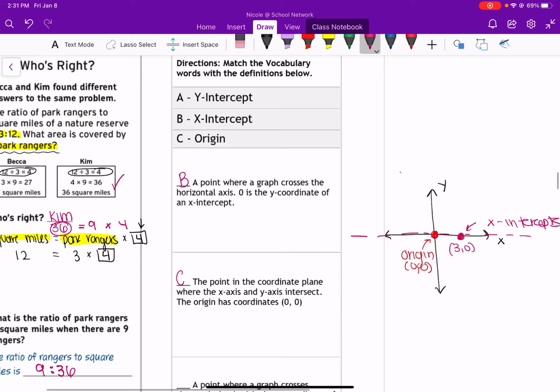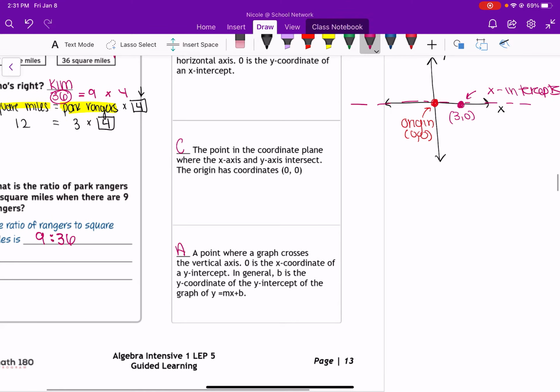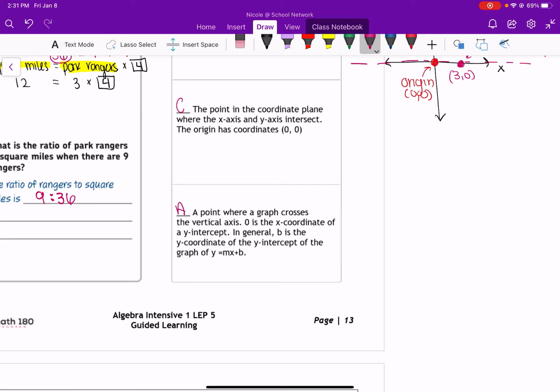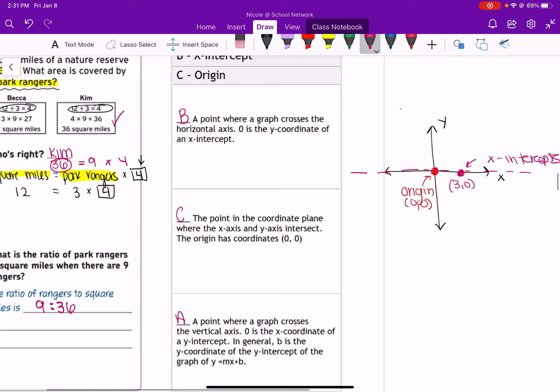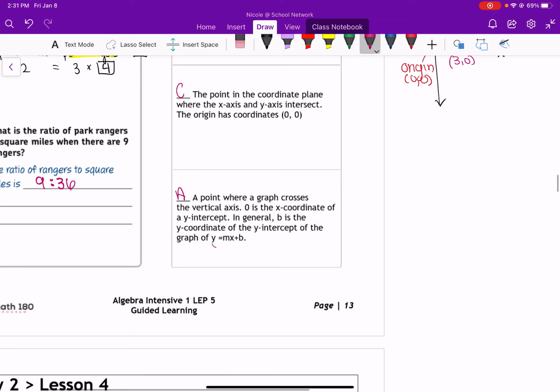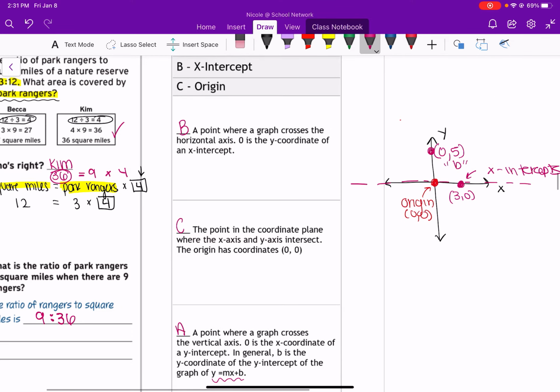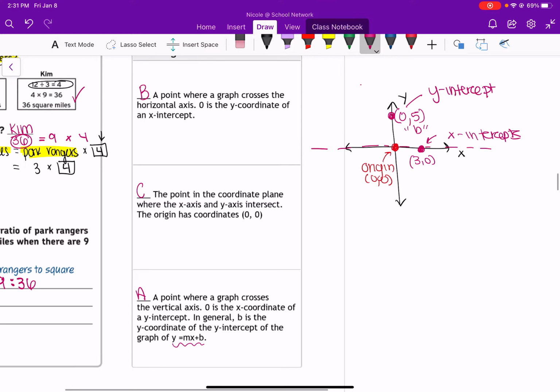And then last but not least, A should be our y-intercept. A point where the graph crosses the vertical axis. 0 is the x-coordinate of the y-intercept. So here, this is the y-intercept, we'll say 0, 5 here. It's typically b in the equation y equals mx plus b. And so that's what it says there. So this is our y-intercept. It intersects the y-axis. So we have x and y intercepts, and then we have our origin right in the middle.